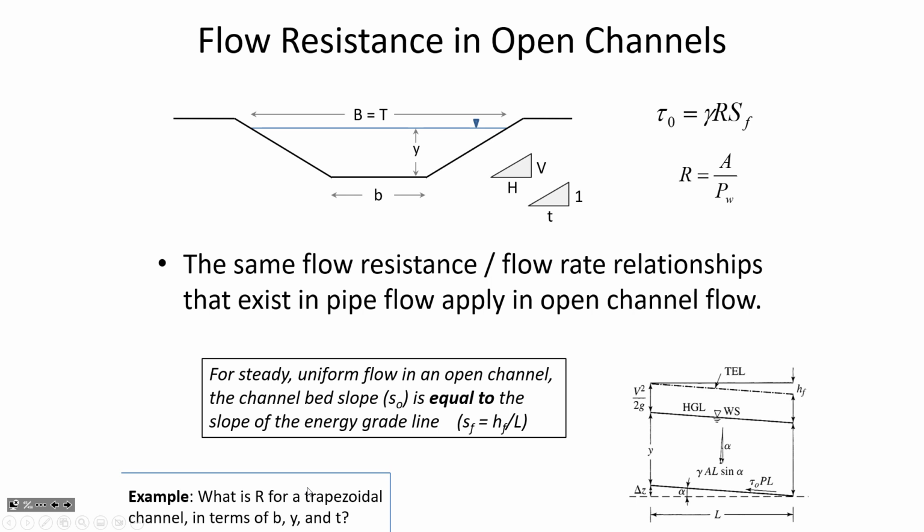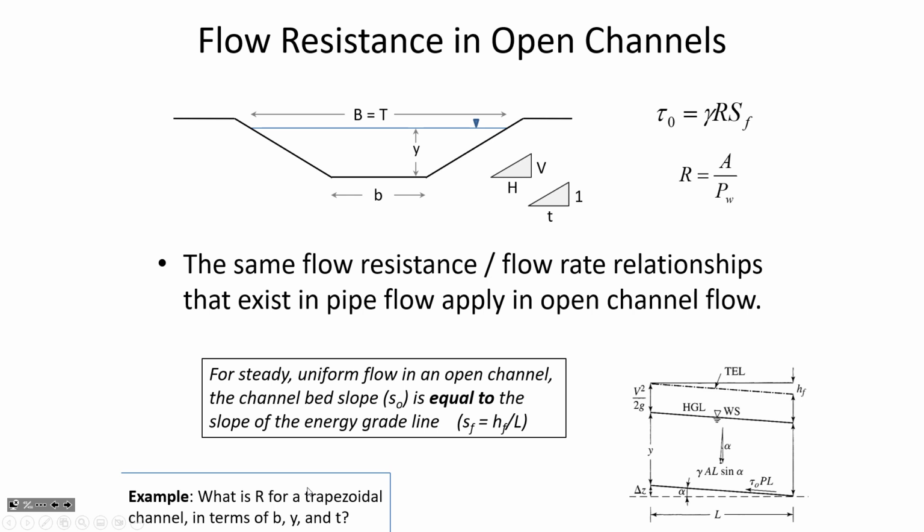And so let's say that we have a trapezoidal channel, and the side slopes are defined by 1 as the vertical component and T as the horizontal component of the side slope. So it has some depth Y. Y is the depth of the water, and we're going to want to know the area and the wetted perimeter.